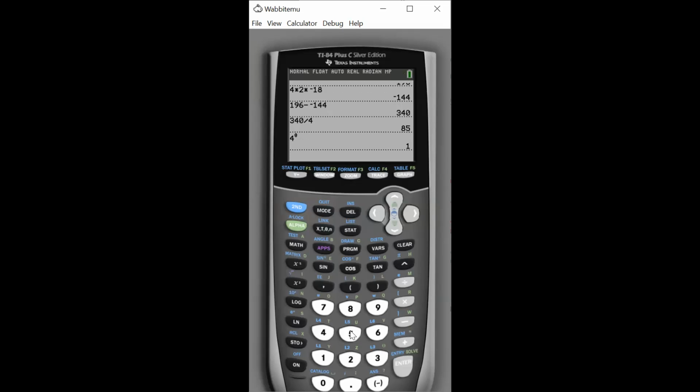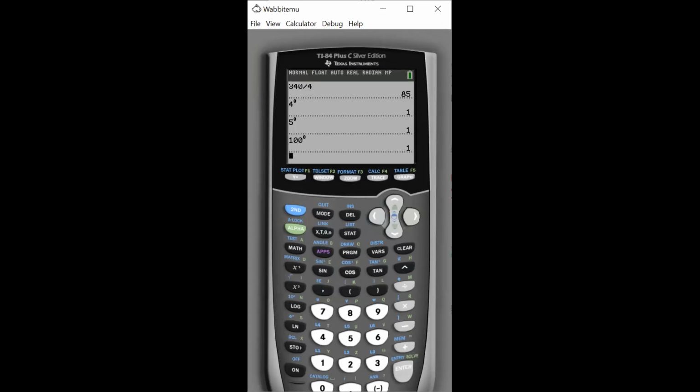If you're ever unsure of it, grab your calculator and just put 4 to the 0 power. And what does it tell you? 1. 5 to the 0 power. What does it give you? 1. 100 to the 0 power. It's always going to be 1. Okay? It's not 0, because if you put down 0, you're going to mess it up.